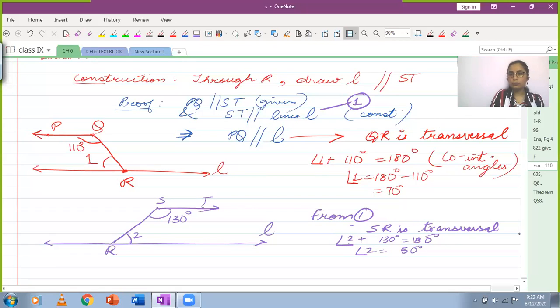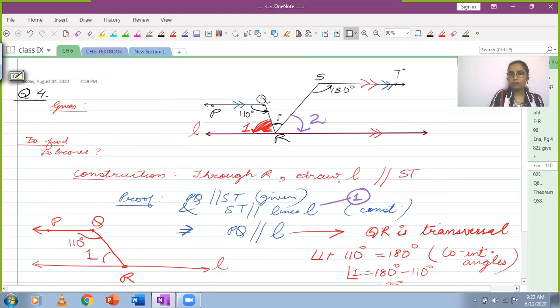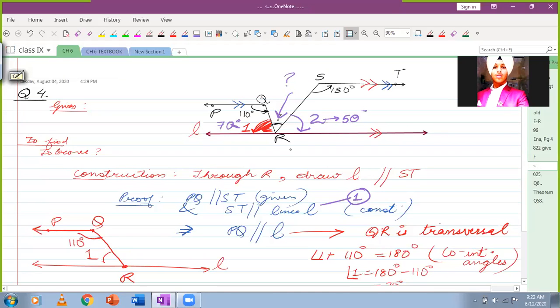Now let's go back to the figure that we have. We have evaluated angle 1. Angle 1 का measure हमने calculate कर लिया. This came out to be 70 degrees. Angle 2 का measure हमने calculate किया. This came out to be 50 degrees. Now can you find out this angle in the middle? 60 degrees. Yes, ma'am.